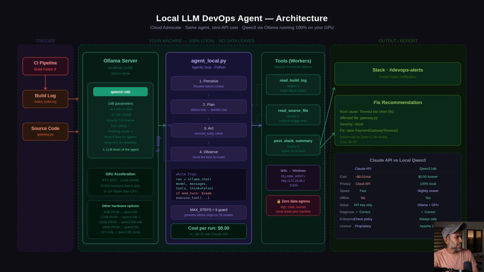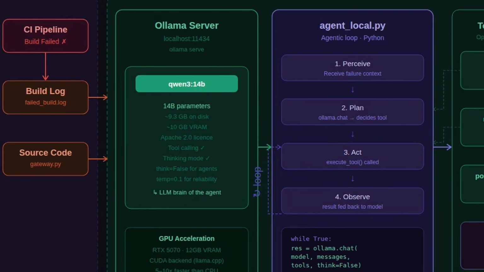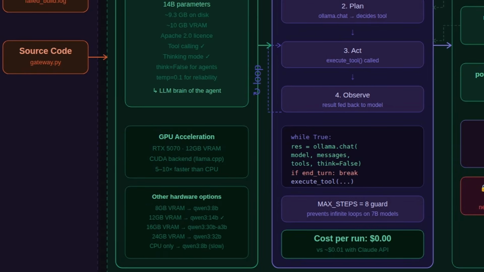Again, we have the CI build failed. We have the log file that gets generated. And now the log file will be sent to the Ollama server through an API call. And I'm going to tell you what is the model that I'm using, which is Qwen 3 14B because of my system configuration, because I have about 12 GB of video RAM, which is a 5070 graphic card. And that's the reason I'm using this.